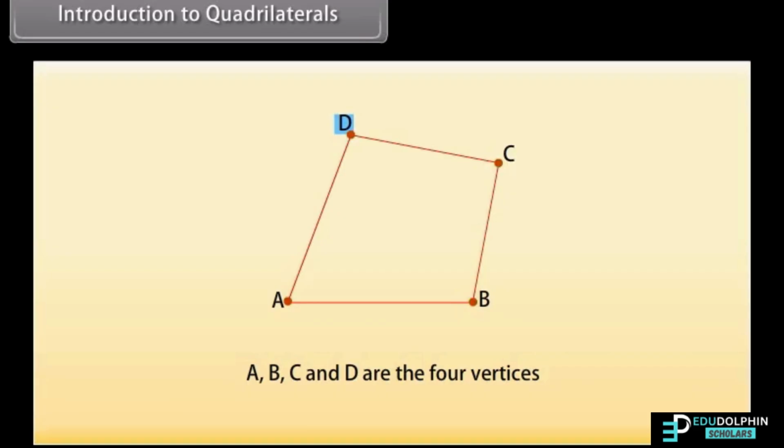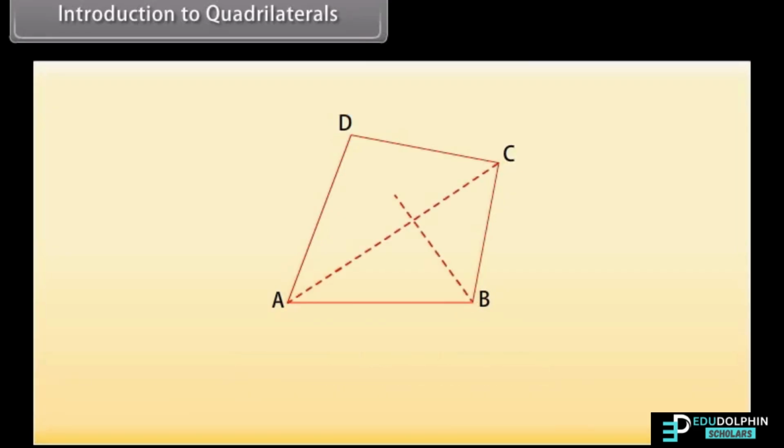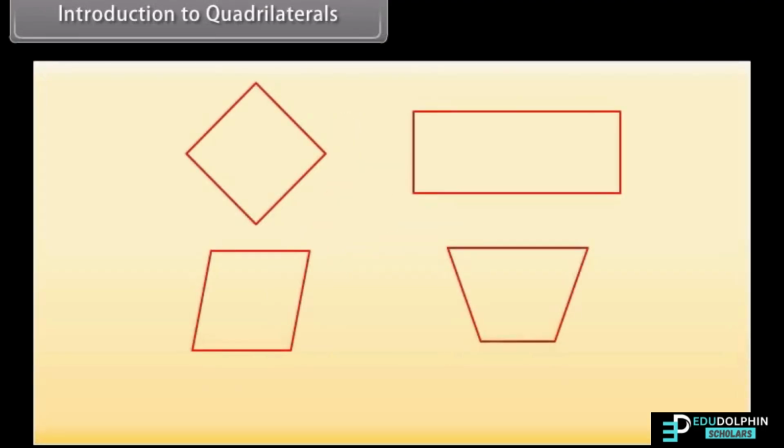Now, what will happen if we join its opposite vertices? If we join the vertices A to C and B to D, we get the diagonals. So, AC and BD are the diagonals. Look at these shapes now. These all are quadrilaterals because they have 4 sides, 4 angles, and 4 vertices.